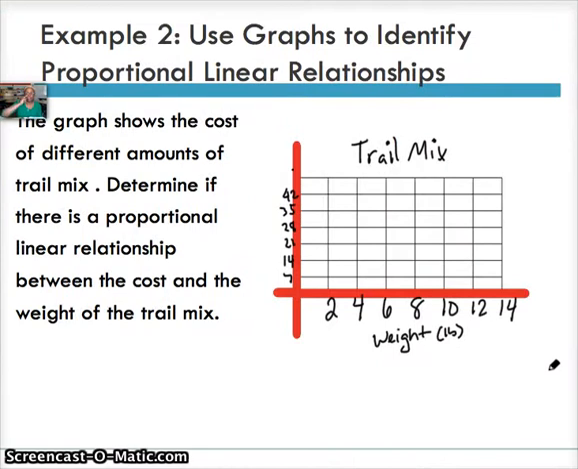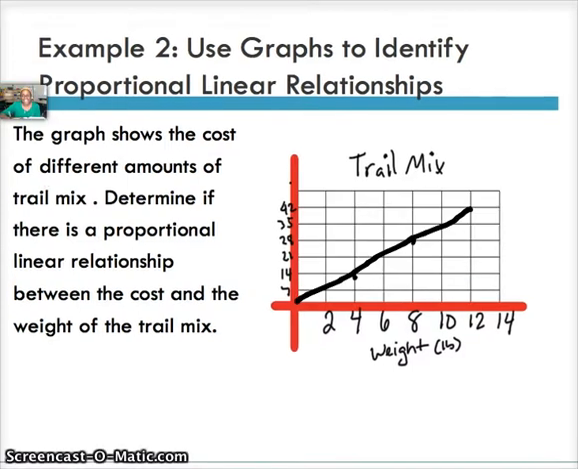Okay, let's take a look at example 2. So in example 2, we are looking at another situation, and let's see if I can fix something here. Okay, I was missing my line on that one, so we should have a line that's coming from the origin, going through the following points, and it is a straight line, though my hand is not as straight as I want it to be. It was a little crooked, my apologies, but this is a straight line.